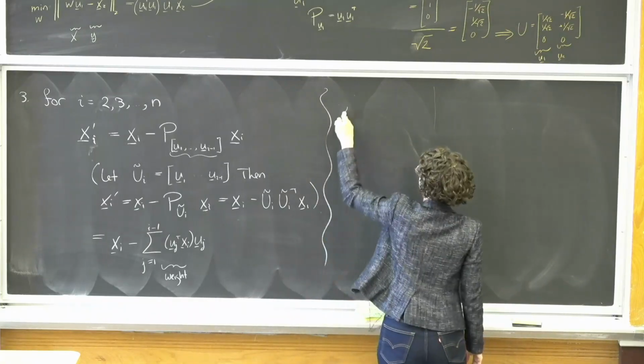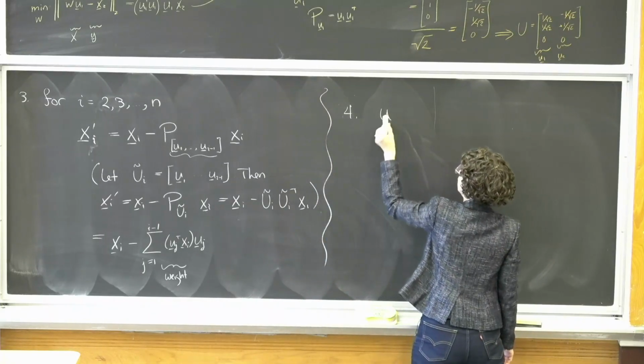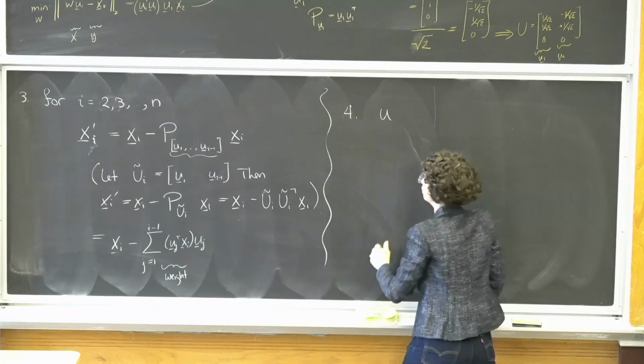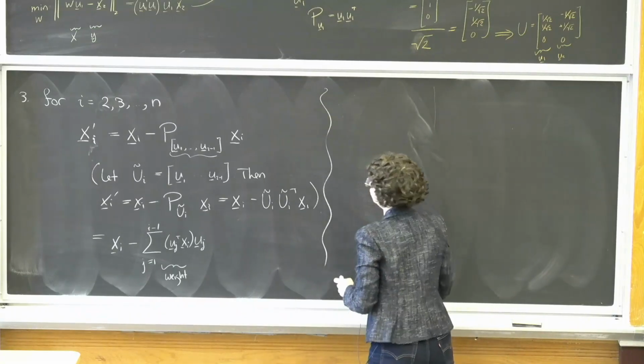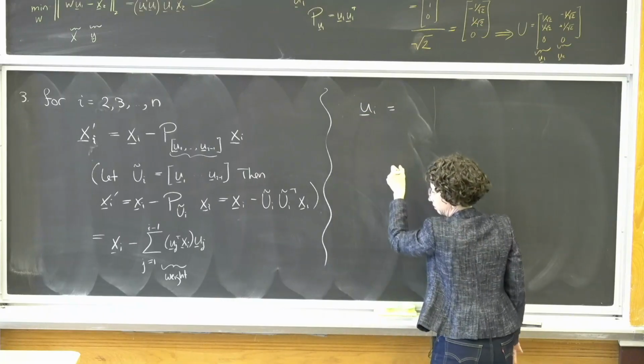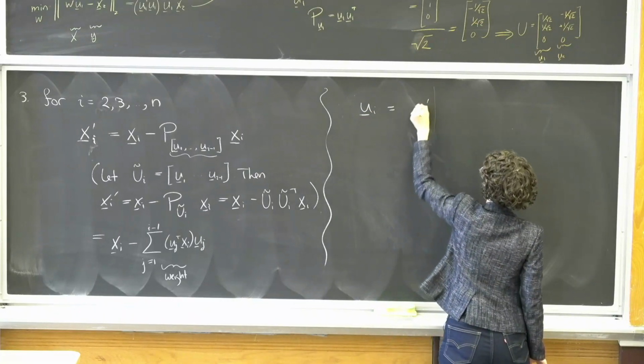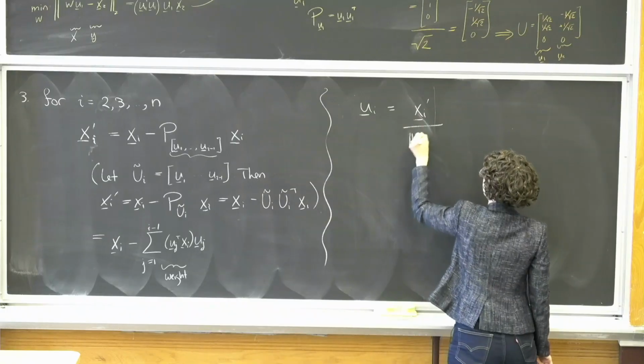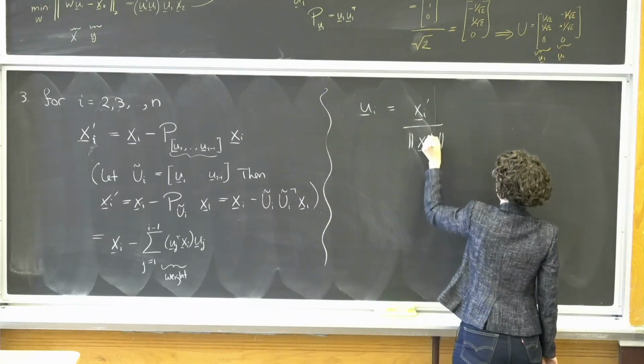And then we form our new basis vector. I guess this isn't step 4. We form our new basis vector ui by taking our xi prime and dividing it by its norm.